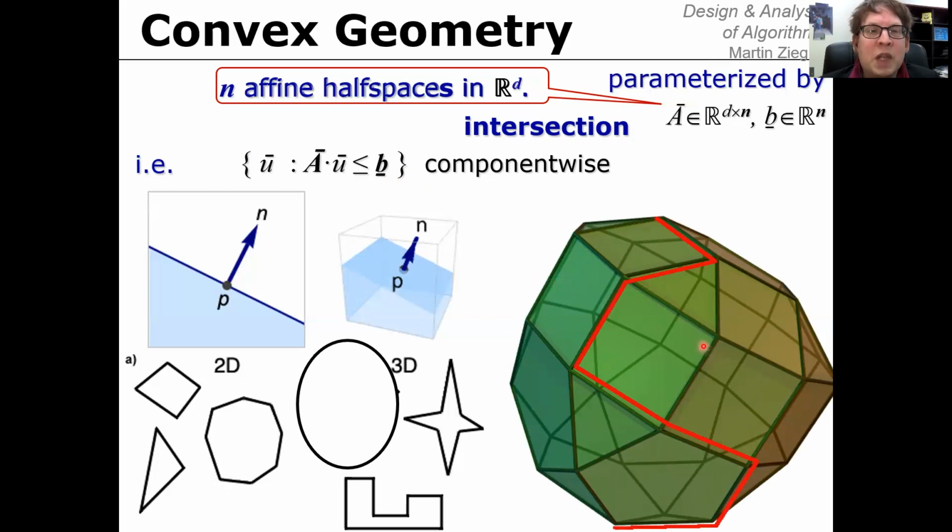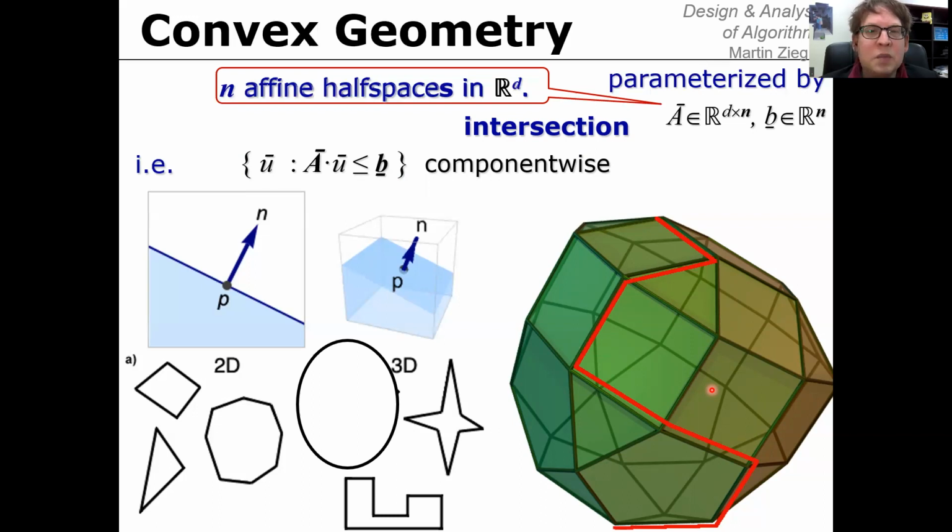So this is an intersection of affine half spaces. Each face here arises from one affine half space. So this means all points below this hyperplane, and here all that are right of this, and so on. So it's really an intersection of finitely many affine half spaces, and this is what is called, geometrically, a polytope.